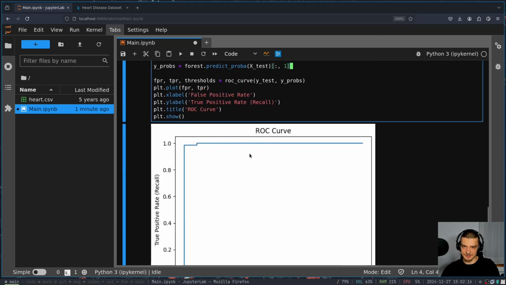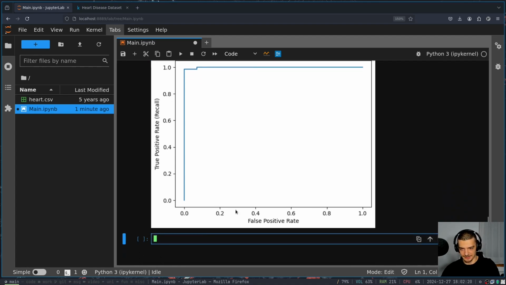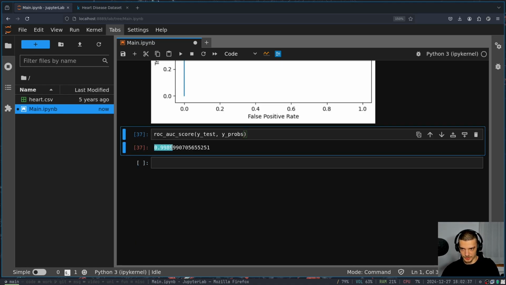In this case, it doesn't look too interesting because the model performs quite well. We can also see that by calculating the area under the curve, which is like a discrete integral of everything below this area. One is perfect, and I think we're going to get something pretty close. So y_test, y_probs. This gives us almost 0.99.